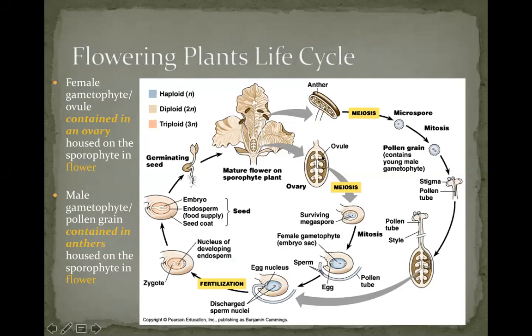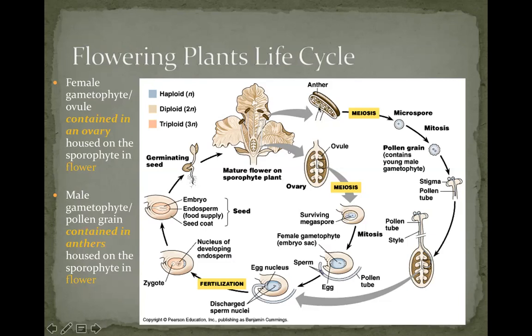And depending on the species, there could be one ovule, there can be 8 ovules, 10 ovules. Again, it just depends on the species, but essentially the ovules, these individual female gametophytes, are going to be housed in the ovary, which is basically housed on the sporophyte of the flower, which is this guy right here. Now, the male gametophyte or the pollen grain is going to be contained in anthers. So this is essentially the male reproductive structure. So again, here is the anther, and within the anther are individual pollen grains or male gametophytes.